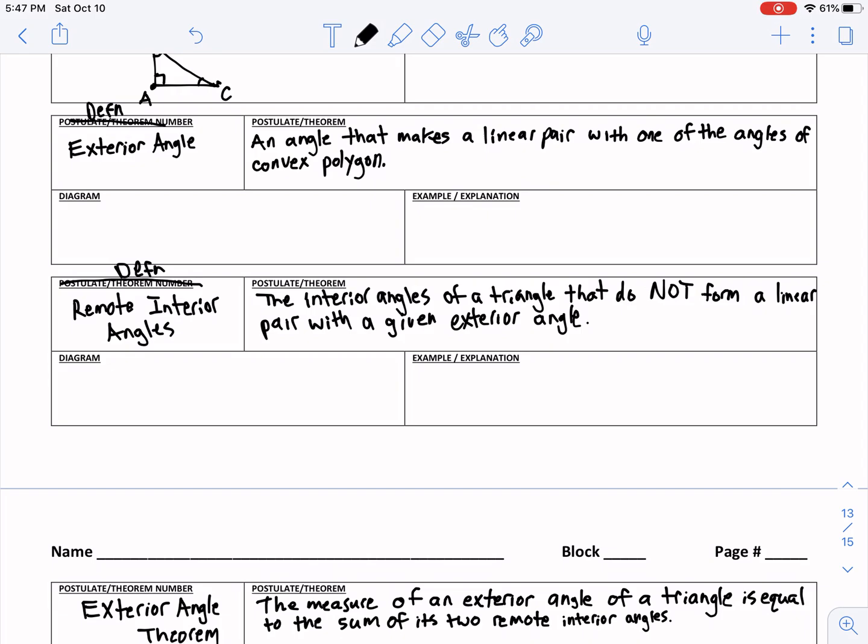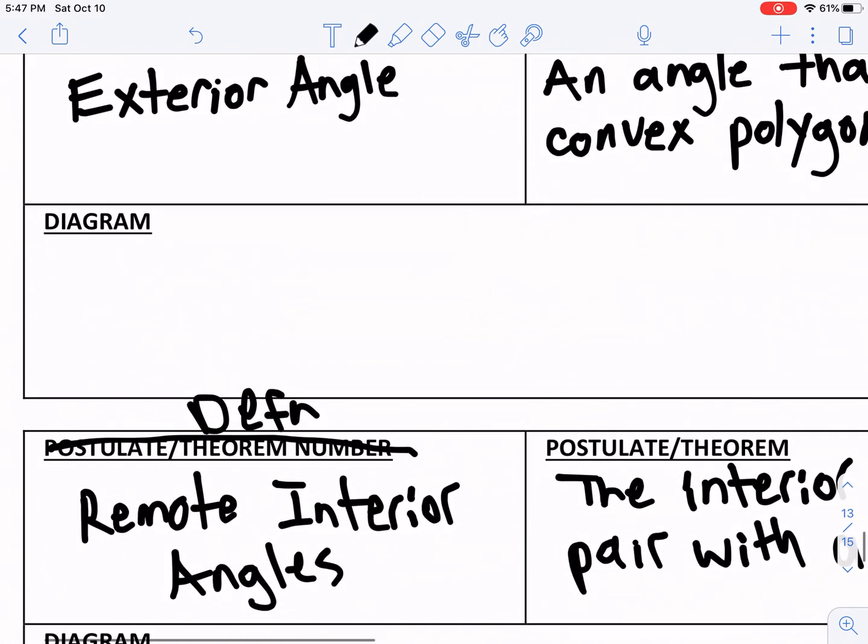So in the first one here, we have the definition of the exterior angle, and it's an angle that forms a linear pair with one of the angles of a convex polygon. So remember, a linear pair, we're talking about two adjacent angles that form a straight line that add up to be 180. Okay, now in the context of what we're focused on, those that are involving triangles. Okay, so let's say I have this example here.